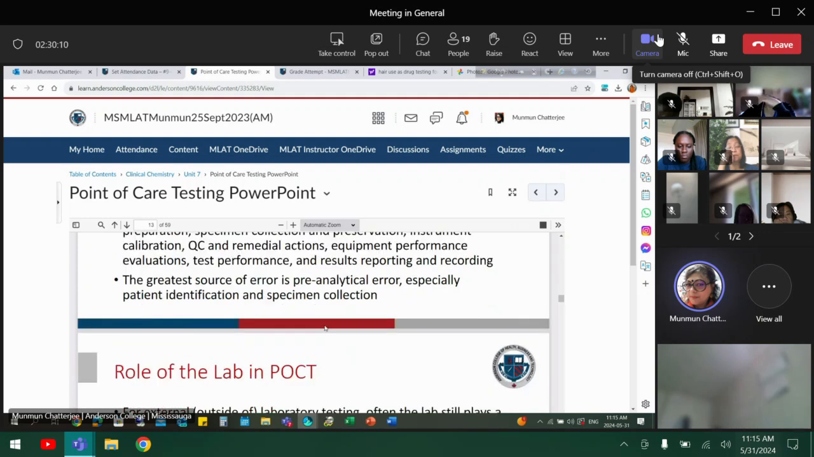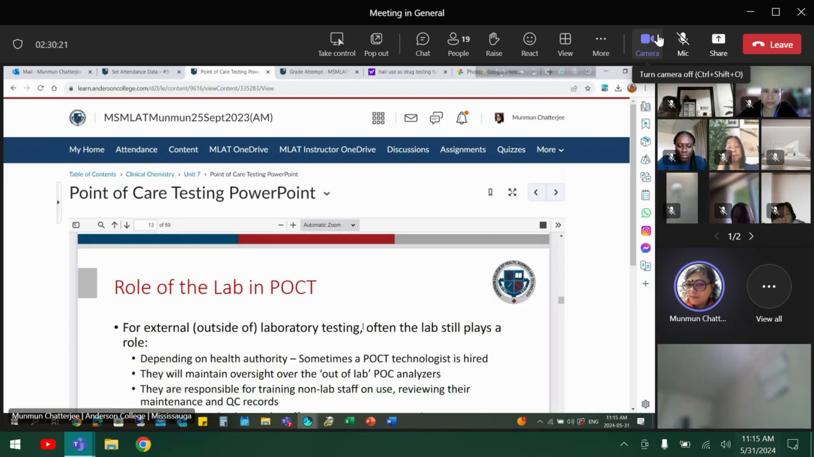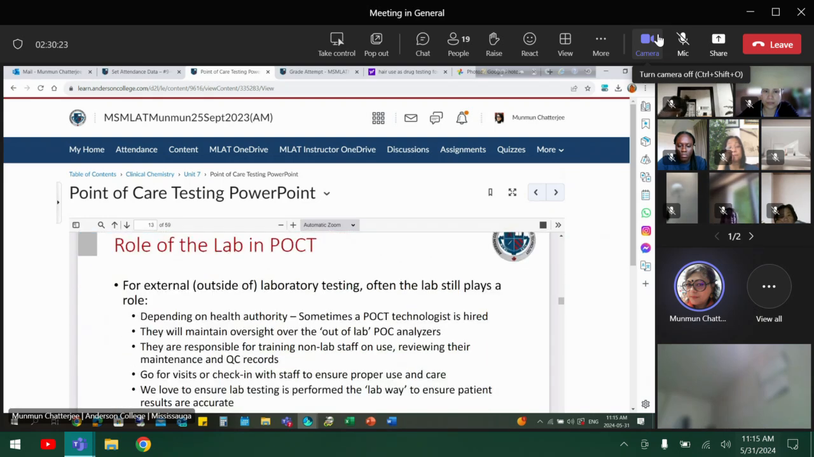The greatest source of error is pre-analytical, for everything. Pre-analytical error, especially patient identification and specimen collection. We have been hearing this since probably after the ethics. We are doing everything, not only since the ethics. Patient identification is the most important thing.